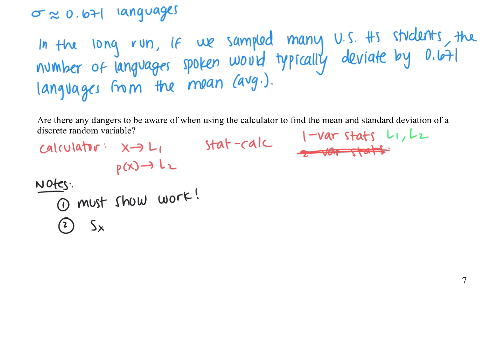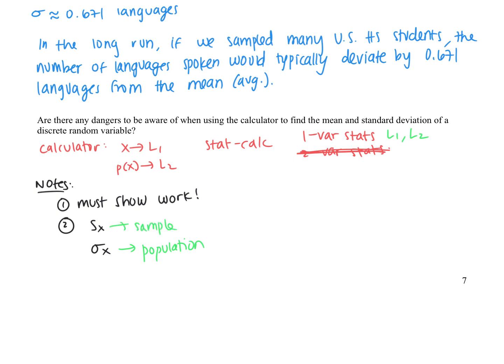There are 2 different standard deviations that your calculator gives you, S of x and sigma of x. The first thing I want to remind us of is what the difference is. What does S stand for versus sigma? Well, they're both standard deviations. Sigma is the population standard deviation, and S is the sample standard deviation.